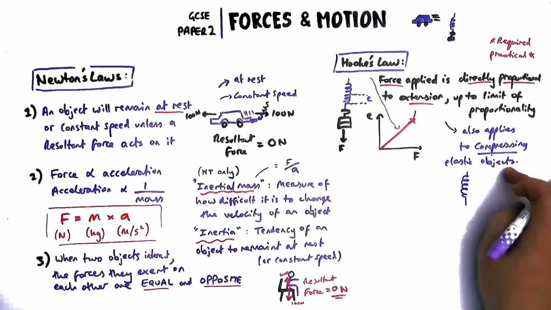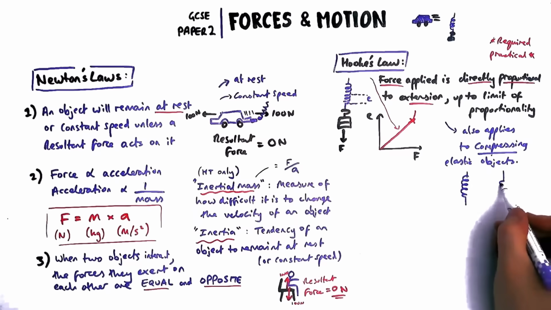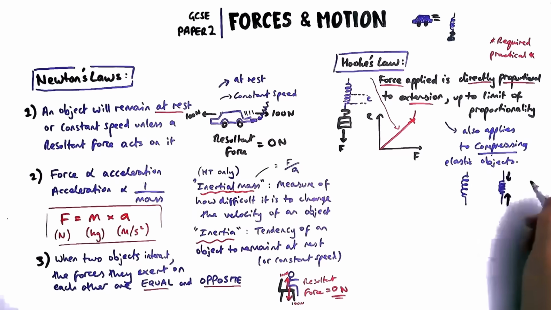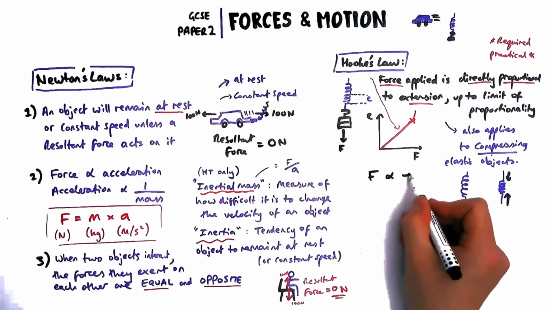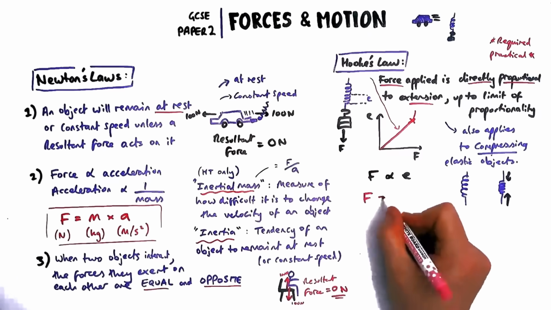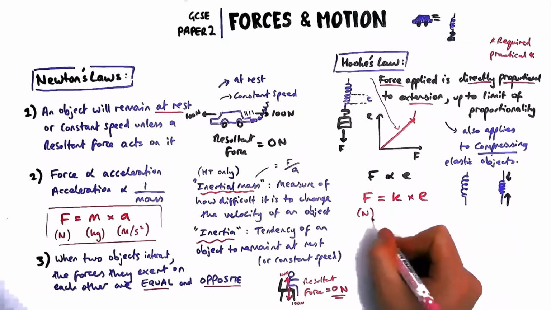Where we talk about extension, we are just going to make the negative of that, compressing it. The same thing applies for springs in an object like a bed or a sofa. The equation to do with Hooke's law states that force is equal to a spring constant, k, multiplied by an extension. Now, force is proportional to extension.